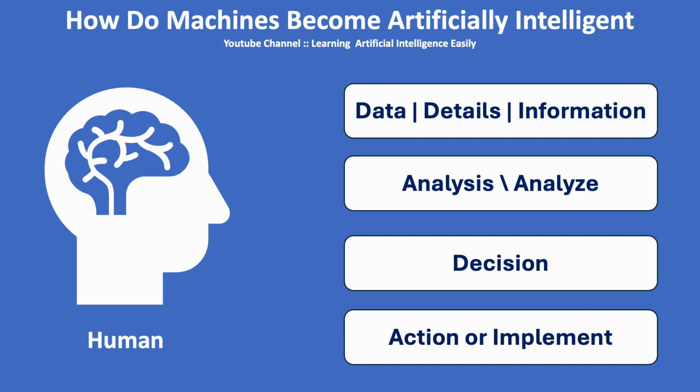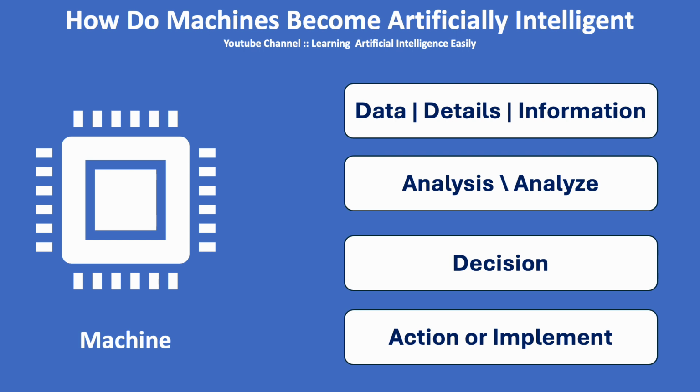At a high level, I can say human intelligence is dependent on, first, data, details or information. Second is analysis. Third is decision on those data, details or information. And fourth is action or implementation.